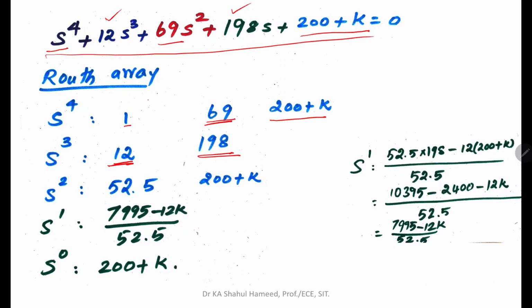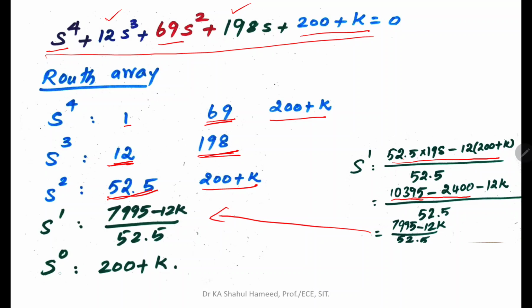Now we have to form the next row. It can be formed by 52.5 into 198 minus (200 plus K) into 12, divided by 52.5. Multiplying 52.5 and 198, I get 10395. Multiplying inside the bracket, 12 into 200 is 2400 plus 12K. When subtracting these two, I get 7995 minus 12K divided by 52.5. I am writing this here in the next row.